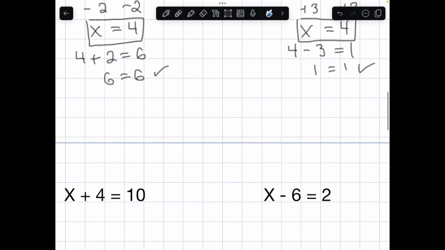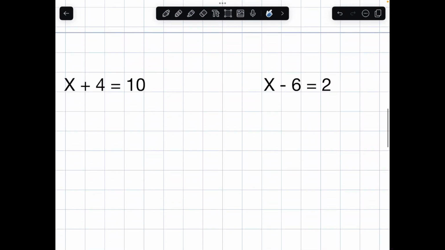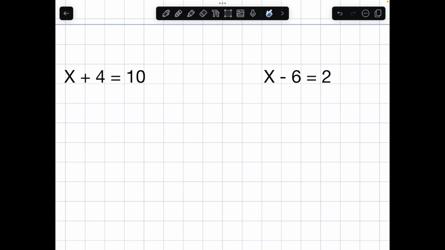Let's try 2 more. I have x plus 4 equals 10. Since I'm adding 4 to the x side, the opposite of addition is subtraction. So I subtract 4.